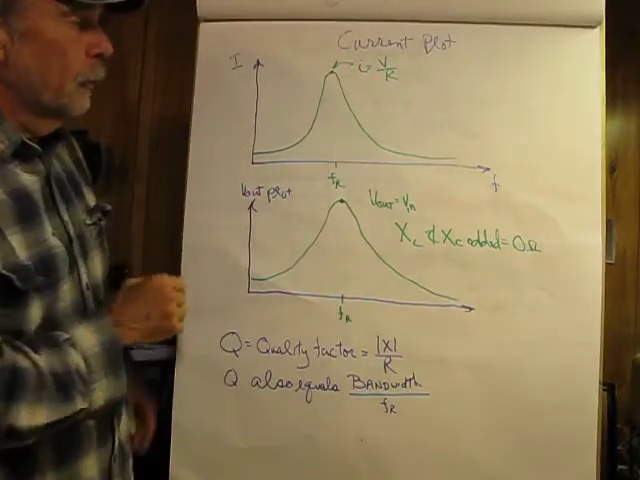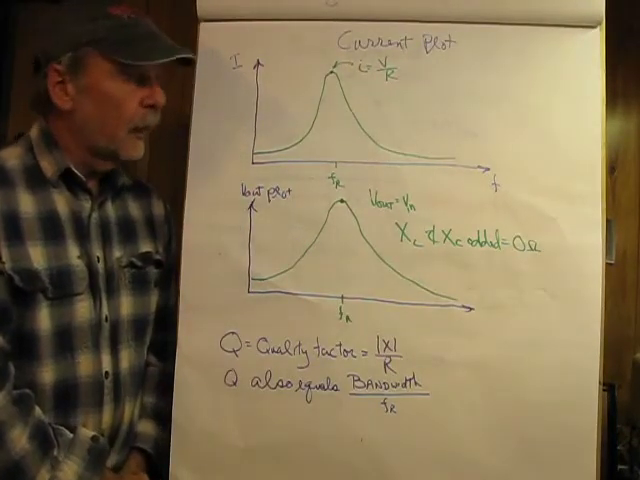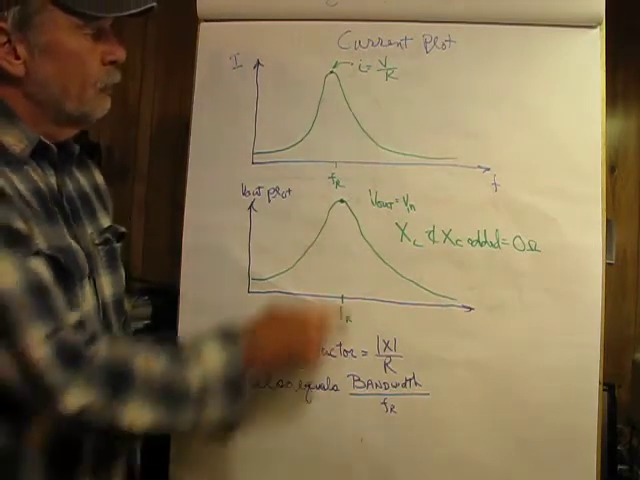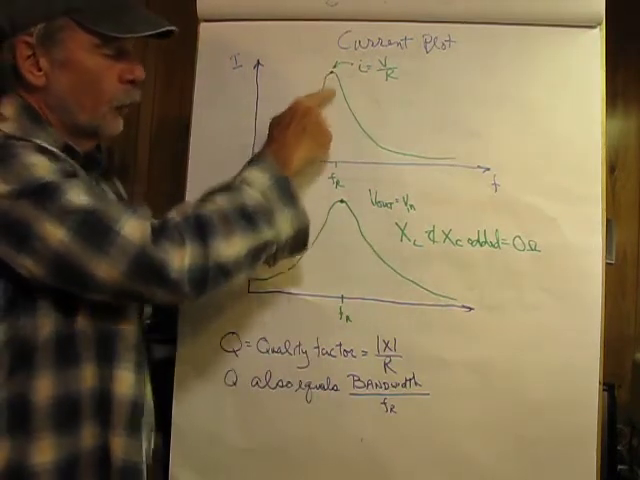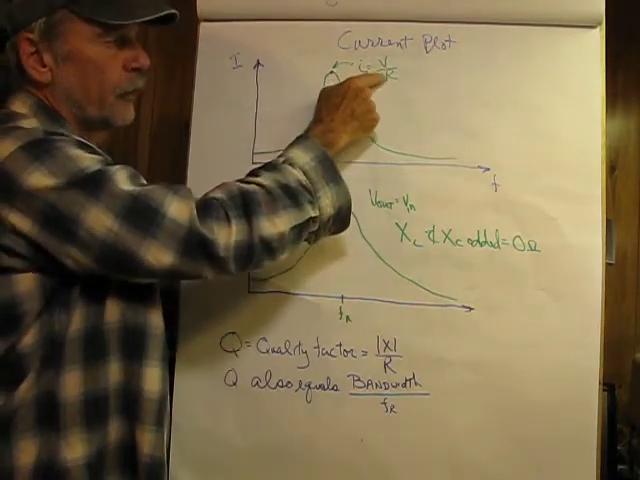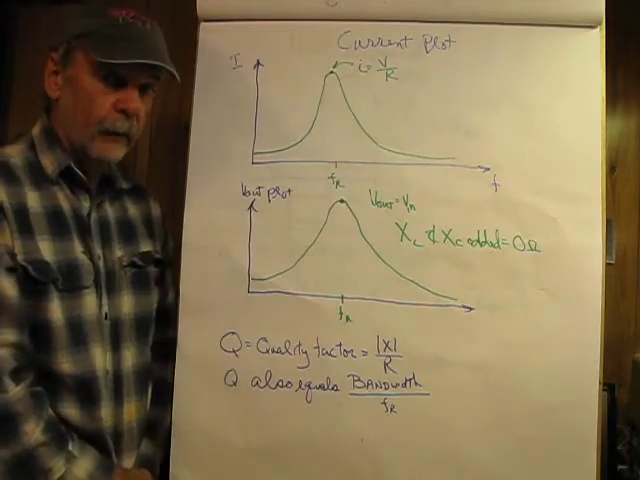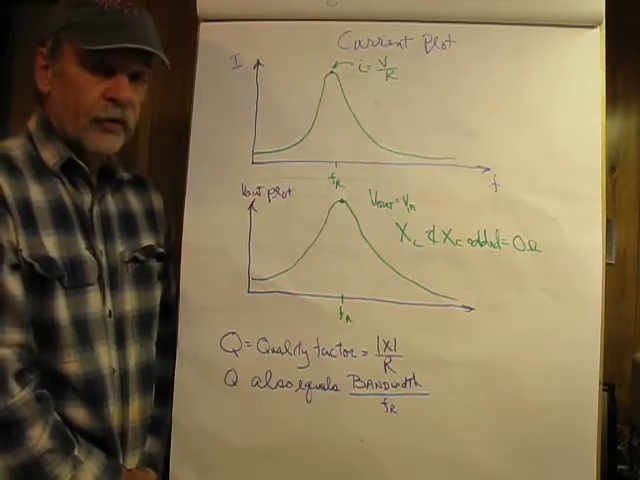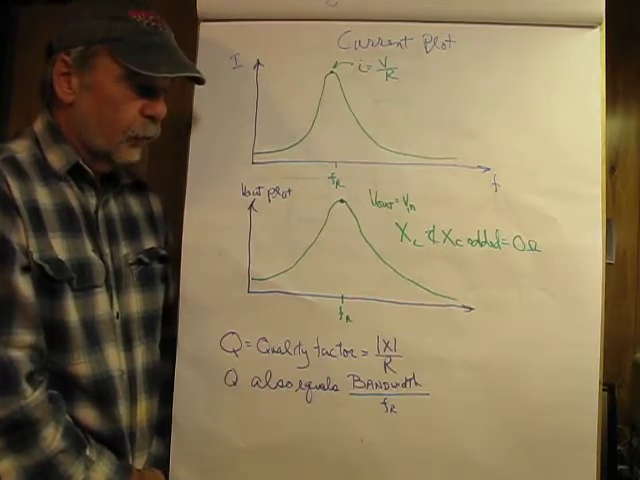Now if we look at a current plot, well, it's not too surprising to see that it's opposite of the impedance plot, and we reach the maximum current flowing in the circuit at the resonant frequency, and that current would simply be equal to V over R, and that would be at 0 degrees. It would be a current which is in phase with the source voltage.